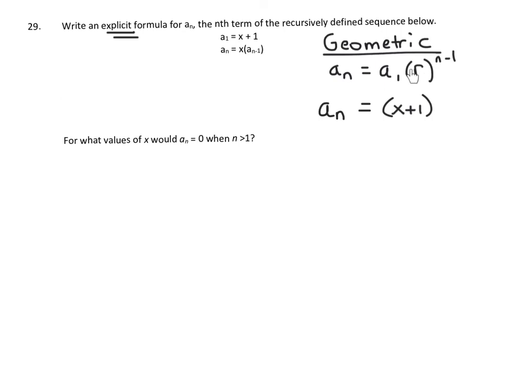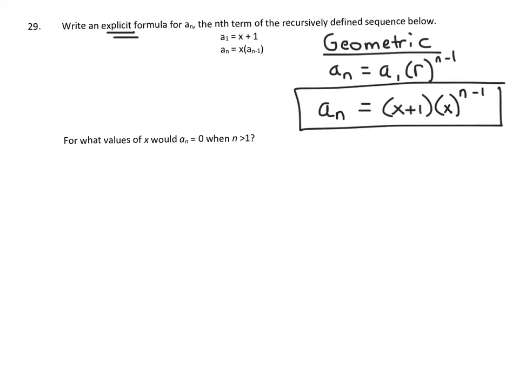Now the r is what we're multiplying by to get from one term to the next. Since we're multiplying the previous term by x to get to the next term, x is our common ratio. And then we just raise that to the n minus 1 power. So there you go, that's it. Then the second part: for what values of x would a sub n be equal to 0 when n is greater than 1?